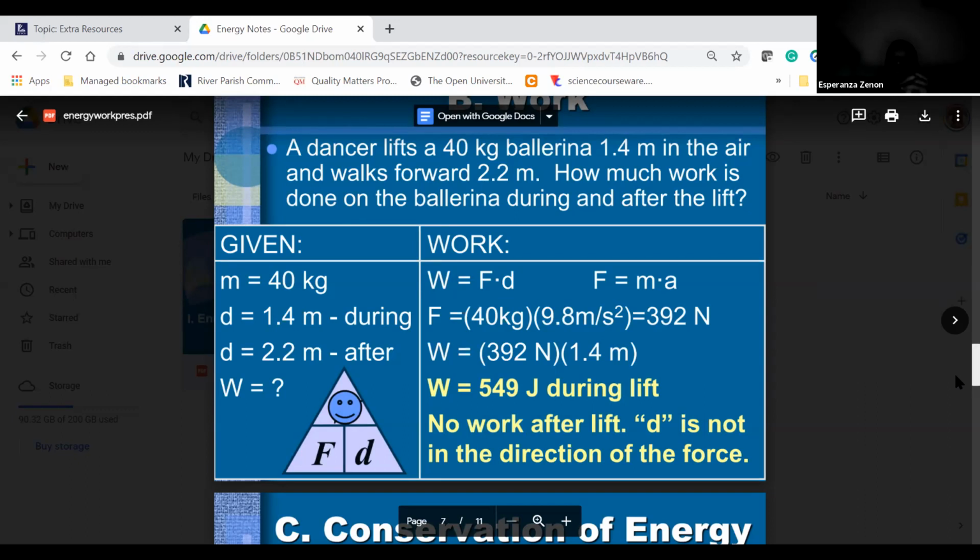Well, here's the classic example of carrying the ballerina as you walk forward. And so the force is pointing vertical as you support the ballerina's weight, but the motion is actually forward, so they're perpendicular and not in the same direction. The force and the displacement are not in the same direction. They're perpendicular to one another, so no work is done.